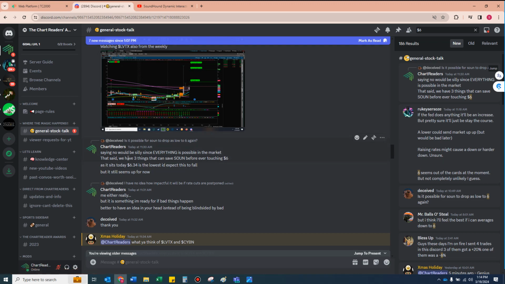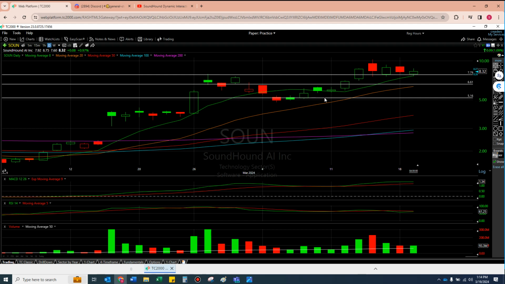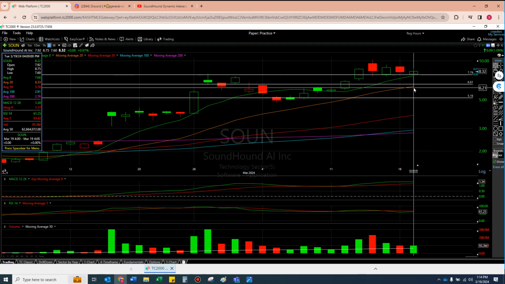That said, we have some things that can save SoundHound before ever touching 6, all right? We have the 8 moving average. All right, we have this 6.61 line that I think is a strong line. We even have the 20 moving average sitting at 6.33.